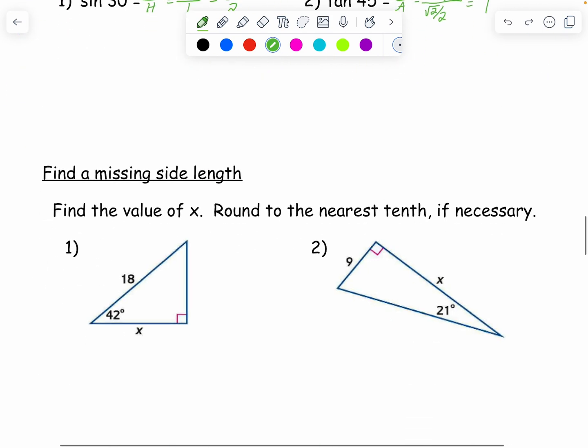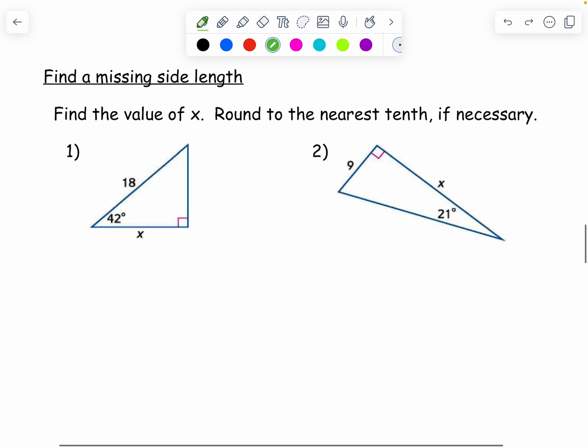All right, now let's look at some that are a little bit more concrete. We've got actual lengths to do here. So we want to find a missing side length. We're going to have to do a little bit of math, and this is where your calculators are really going to come in. Up until now, we haven't really used them except for maybe squaring a larger number. But we're going to have to use them now. So we're going to find the missing value of x. For number 1, this is the number that we need to find, x.